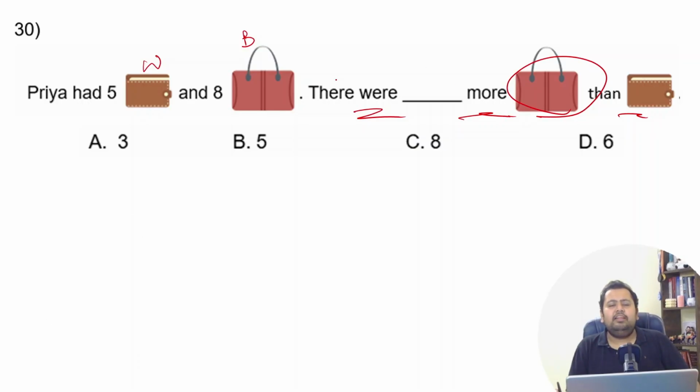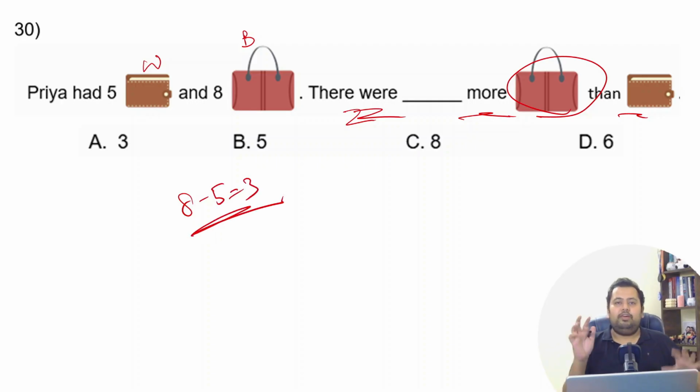Great. Again, an easy one. What we have to do is simple subtraction. There were dash more bags, right? How many more bags were there as compared to the wallets? There were 8 minus 5 equals 3. So, for example, you have 10 chocolates, I have 5 chocolates. How many more chocolates do you have as compared to me? That is the question they're asking.